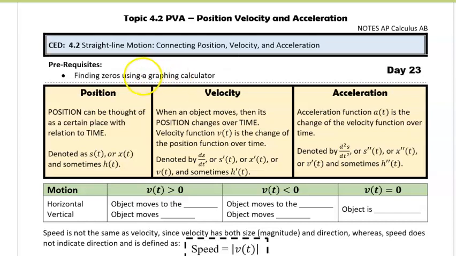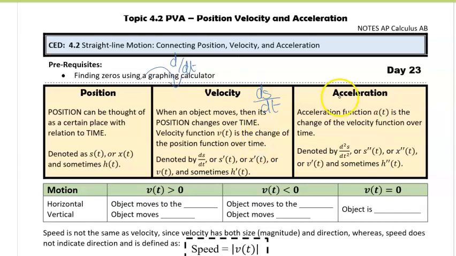Velocity, we know that when we take the derivative d by dt, so we take the derivative of position in terms of time, we get velocity. And velocity as a function is the change of the position function over time. So how has it changed: where did it start, where did it end, over how long did it take to get there?